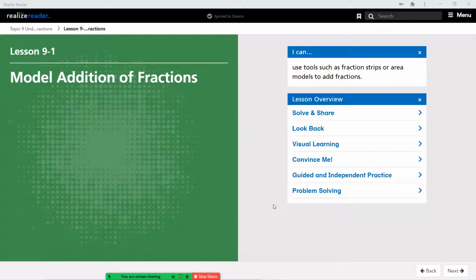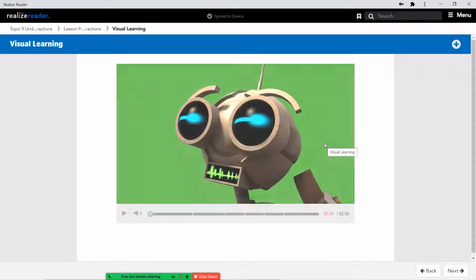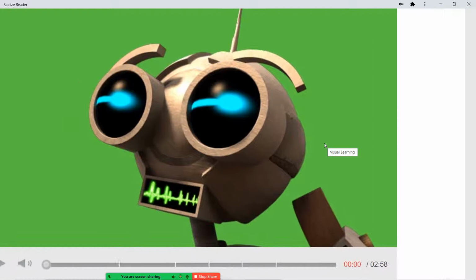For lesson 9-1, we're going to work on modeling the addition of fractions. So we're going to work on ways that we can add fractions together. Let's go ahead and watch our short lesson video, and then we're going to jump into our notes and our guided practice together.